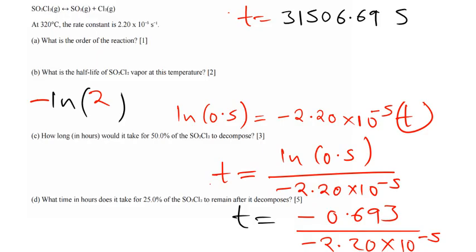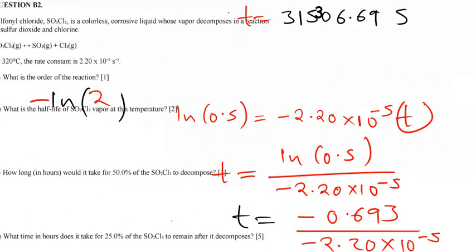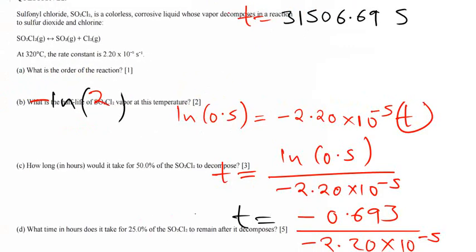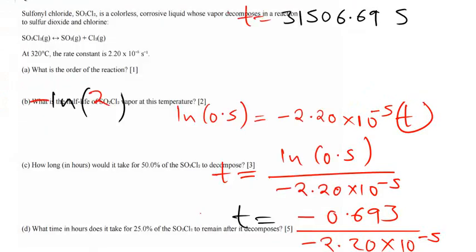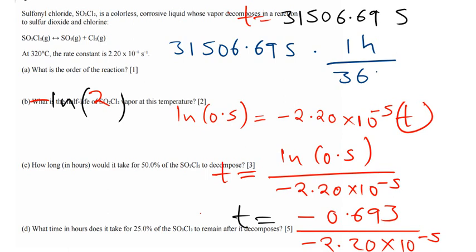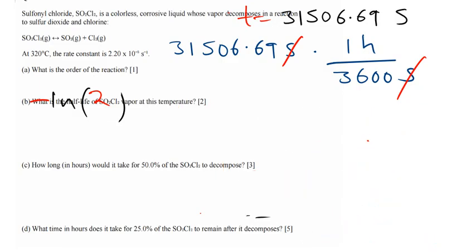let's do this. The value we have, 31,506.69 seconds multiplied by 1 hour. 1 hour is 3,600 seconds. So the seconds will just cancel, and then you end up dividing by 3,600, since the question is requiring us to give the answer in hours. We end up with 8.75 hours. Okay, so that's how you handle C there.